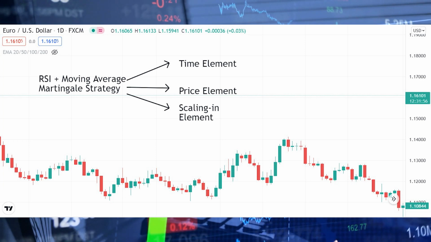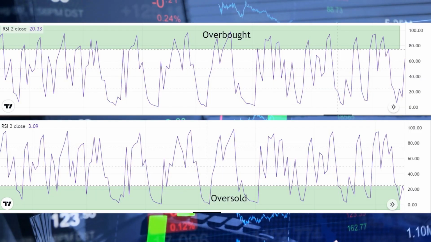Now, this strategy does combine a time element, a price element, and a scaling in element, which provides the trader with the ability to scale into their position after finding overbought or oversold positions, which is what makes this strategy effective.